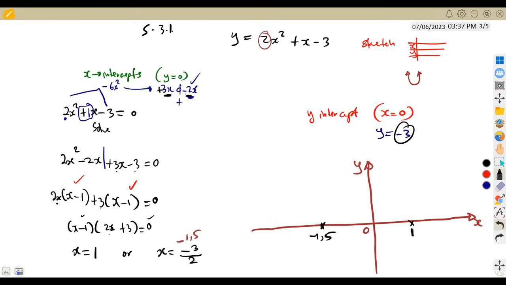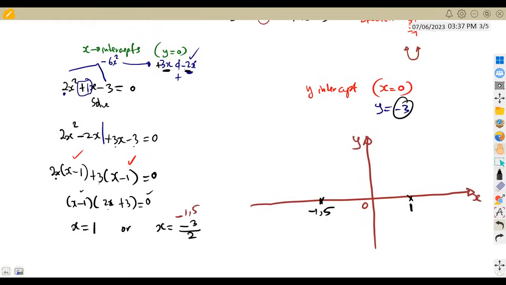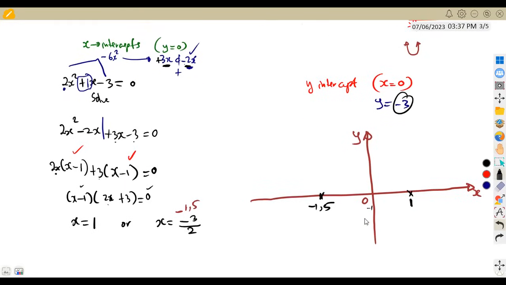The y-intercept is at -3, according to our sketch: this is -1, -2, -3. So that is where we are going to have our y-intercept here. And the shape is a smiley one, because here it's a positive 2. So it's going to be a smiley shape like this. Just refer back to your N3 sketching of graphs. This can also help a lot.